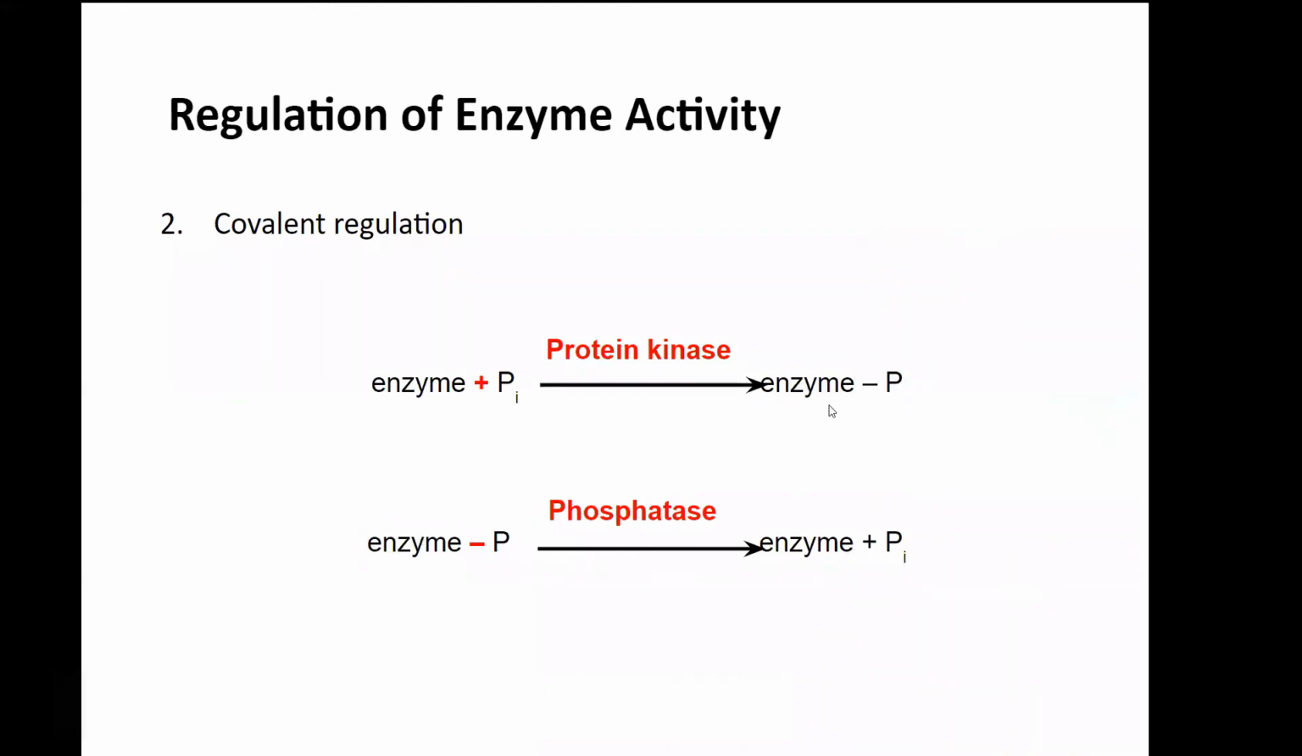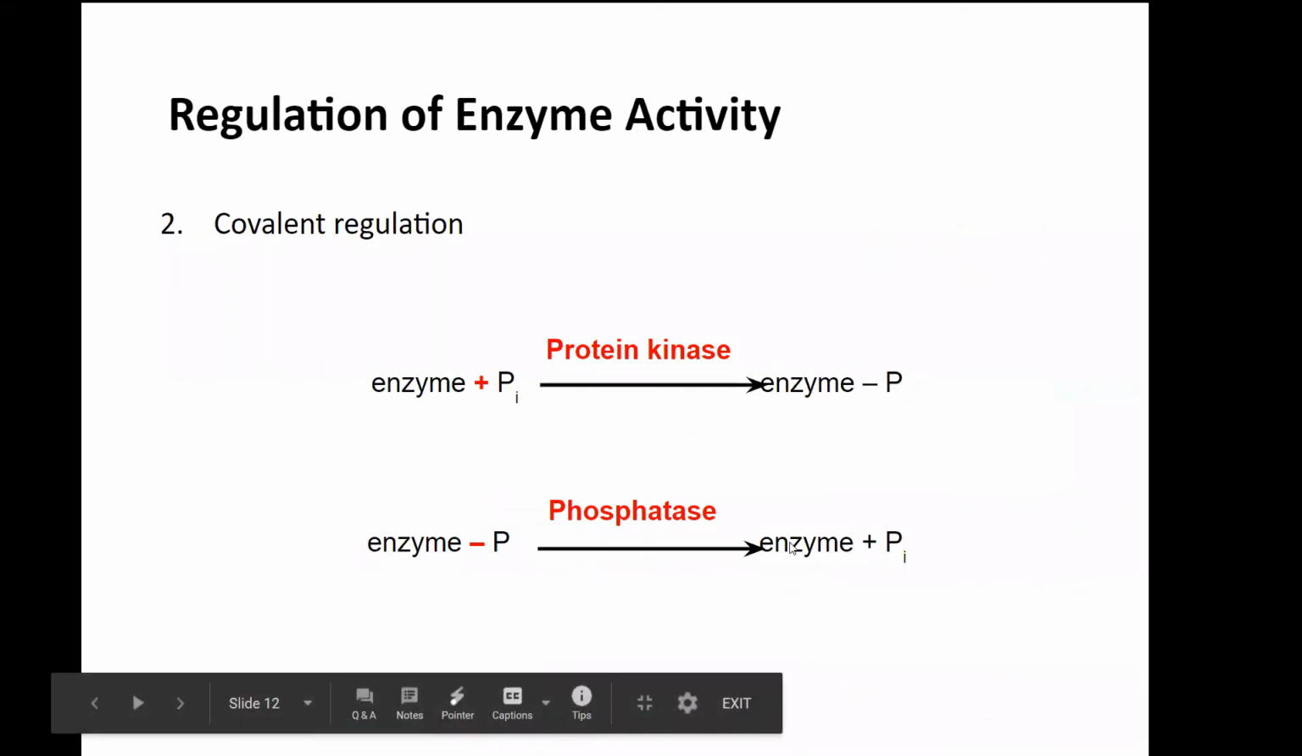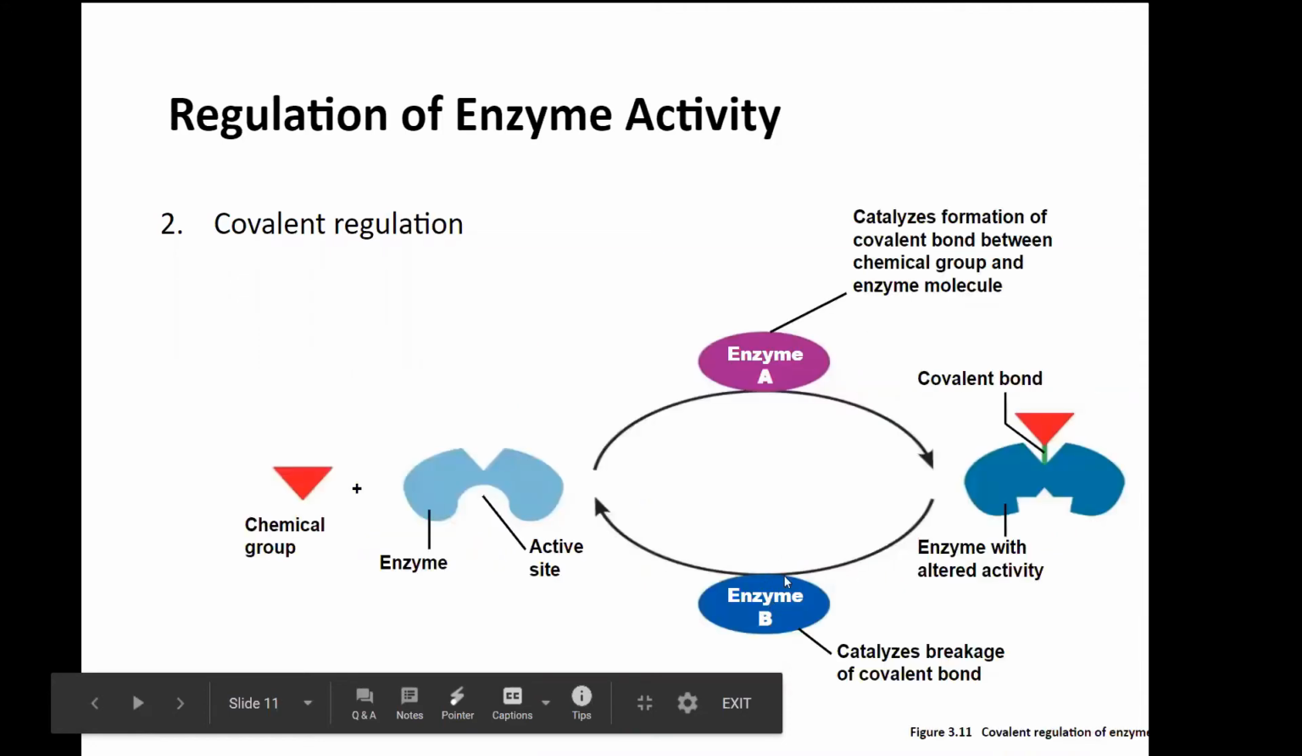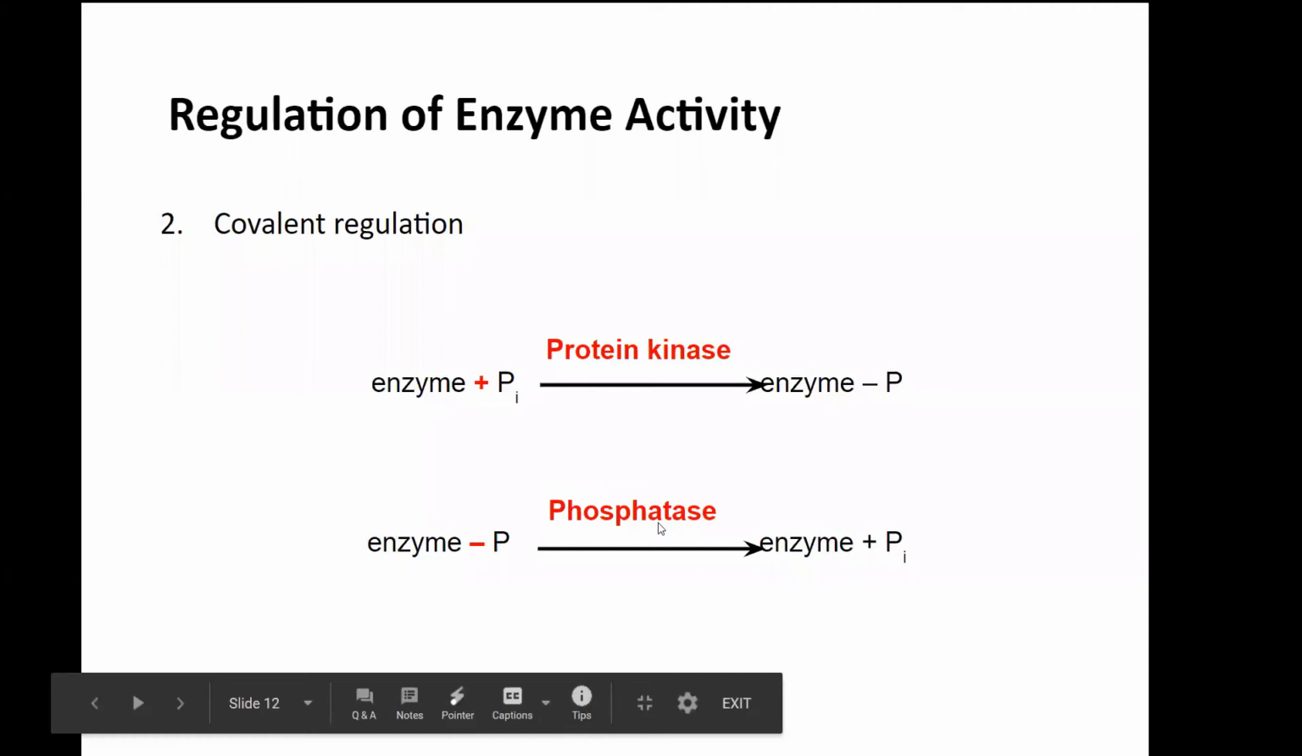And then in order to remove the phosphate from this enzyme, so in order to subtract it, we need to use another enzyme. So this is, flipping back, this is enzyme B. So phosphatase breaks this covalent bond between our enzyme and the phosphate group, freeing it and returning our enzyme to normal function.